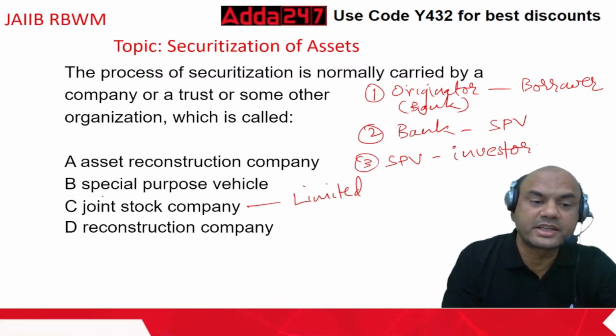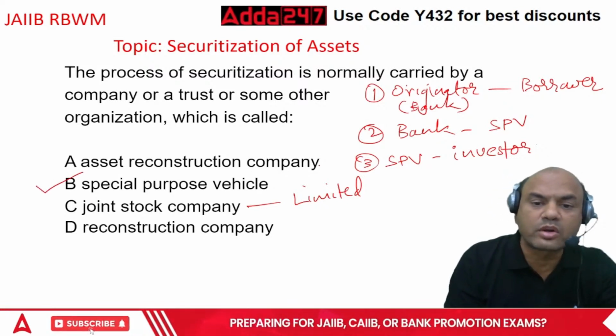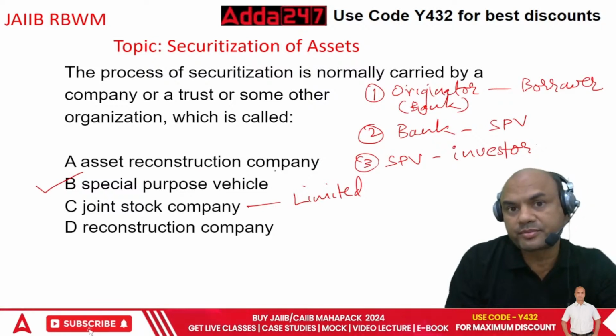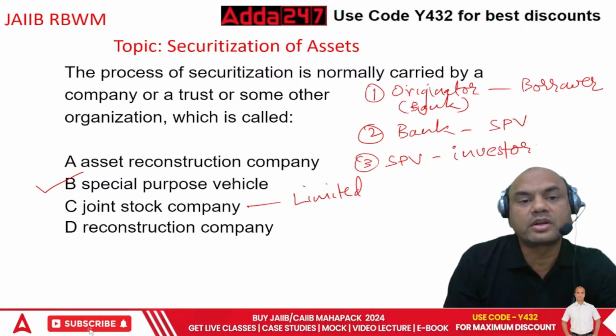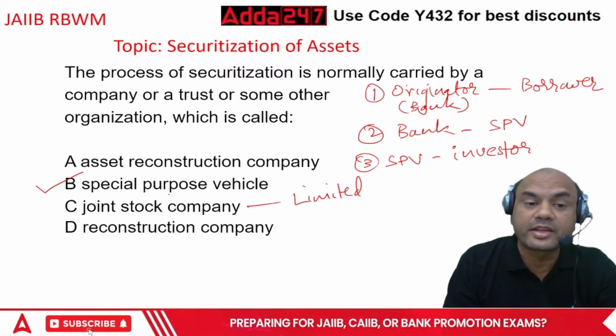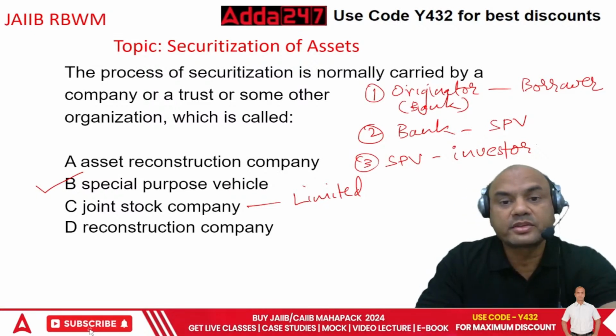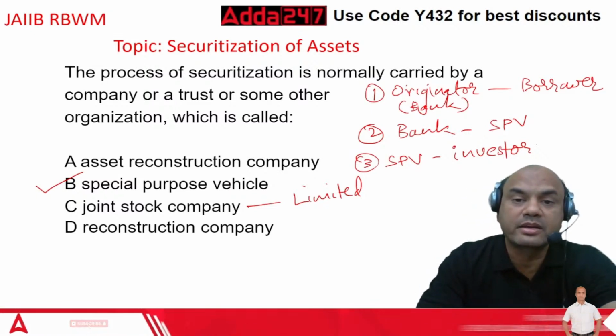The answer is SPV, Special Purpose Vehicle. Now this SPV is also called ARC. Kindly note, this SPV is also called a securitization company or ARC, but the real name is SPV, Special Purpose Vehicle. Got it?